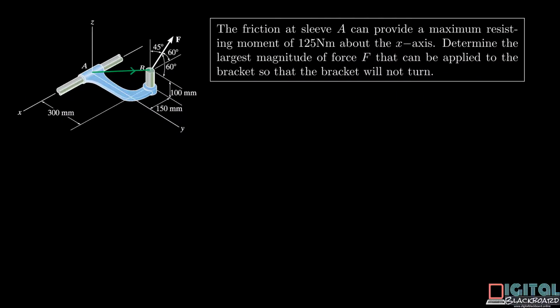The next question is a follow-up of the previous question. The friction at slip A can provide a maximum resisting moment of 125 Newton meter about the x-axis. Determine the largest magnitude of force F that can be applied to the bracket so that the bracket will not turn. In this question, the force F is unknown and we are supposed to determine the magnitude of this force F so that the bracket will not turn, taking into account the fact that the resisting moment of 125 Newton meter is applied about the positive x-axis.